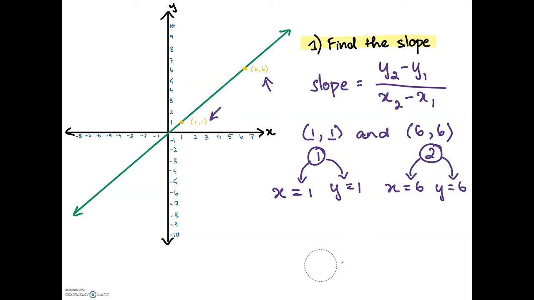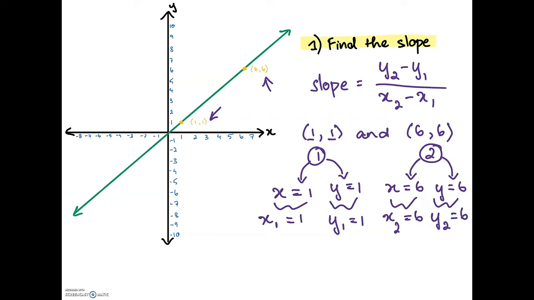Now we're going to apply subscripts to them. We know that x is equal to 1, so we write it as x sub 1 is equal to 1. What does this 1 mean? It's the x applied to the first coordinate. So the x of the first coordinate is 1, and the y of the first coordinate is also 1. We do the same for the second coordinate: the x value of the second coordinate is 6, and the y value of the second coordinate is 6.